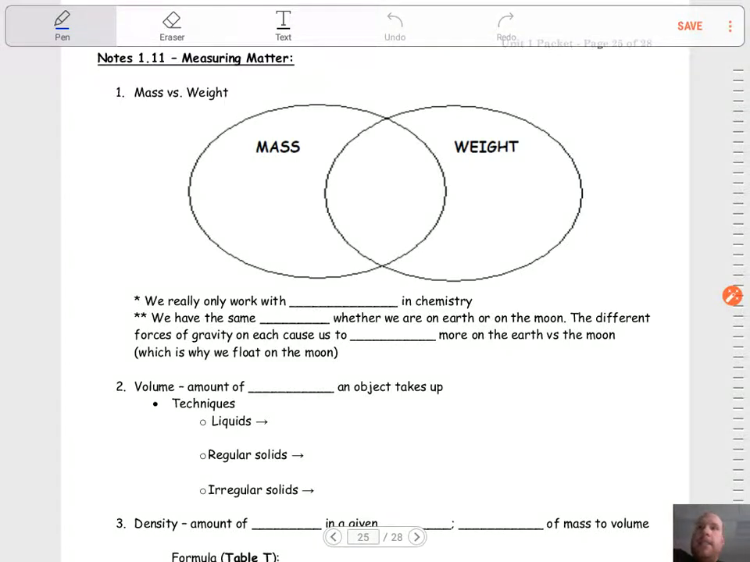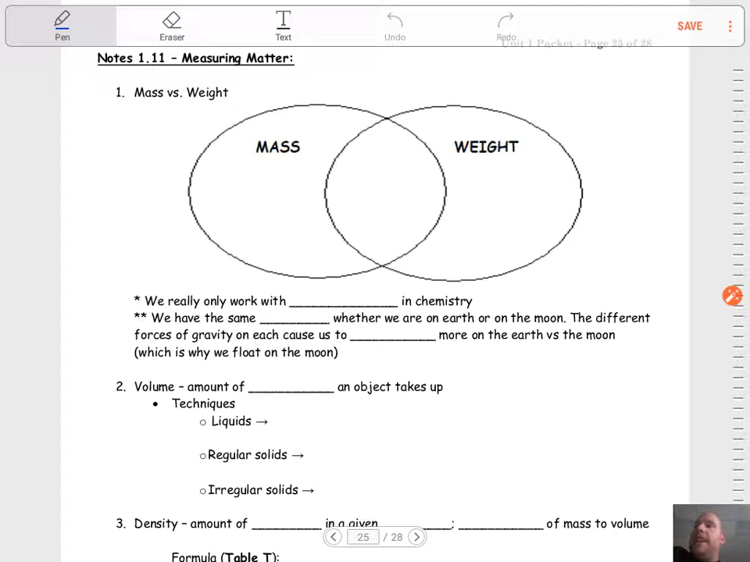Hey guys, this is our last video of Unit 1. This is 1.11. We're going to be talking about measuring matter. Hopefully this is a little bit of a review. Unit 1 is basic science stuff that you've probably heard a lot before, but we're coming back to review it, make sure we're all on the same page.